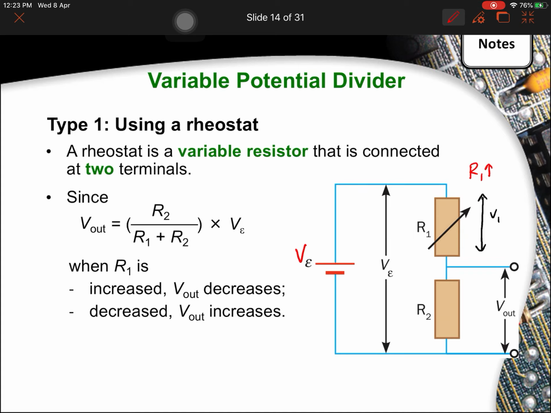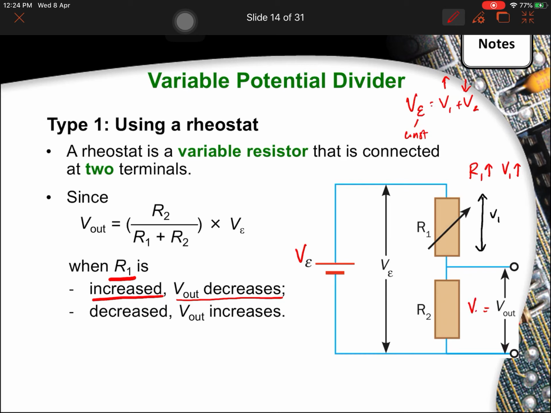You know that when R1 increases, V1 is going to increase. And because this is a series circuit, V epsilon equals V1 plus V2. So when V1 increases, now remember R is constant, right? So when R1 increases, V1 increases, it means that V2 must decrease since V epsilon is a constant. So when R1 increases, V out will decrease.